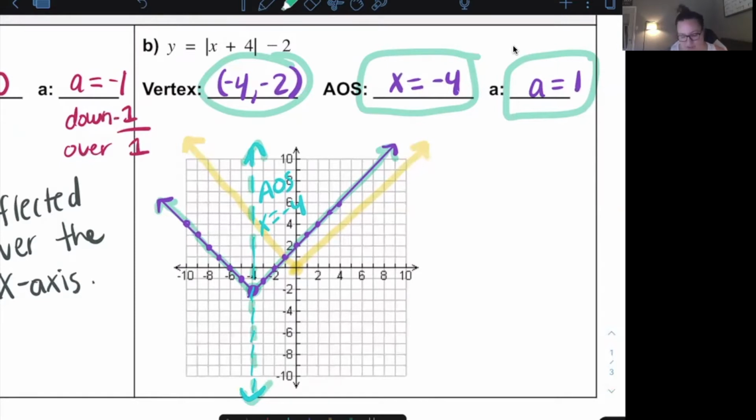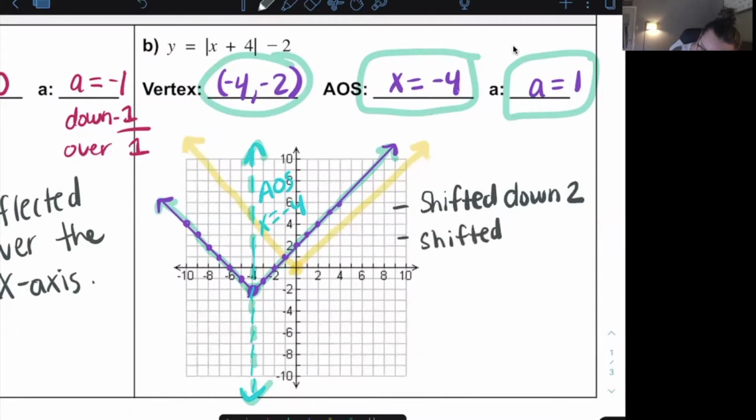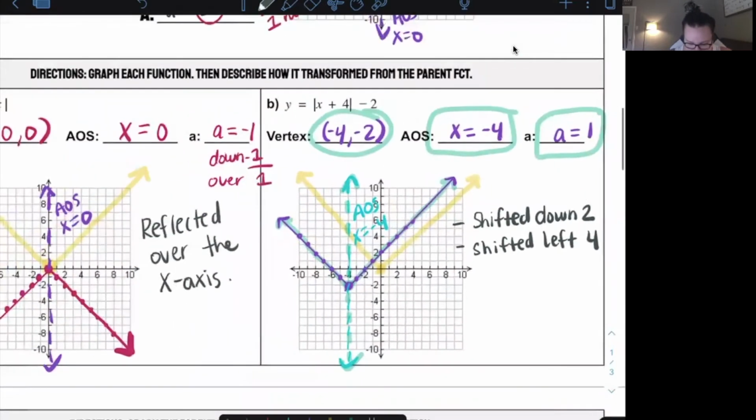And what I noticed is, compared to the parent function, it looks like we shifted it down 2. It shifted down 2. And then it shifted to the left 4. It shifted left 4. All right, let's move on.